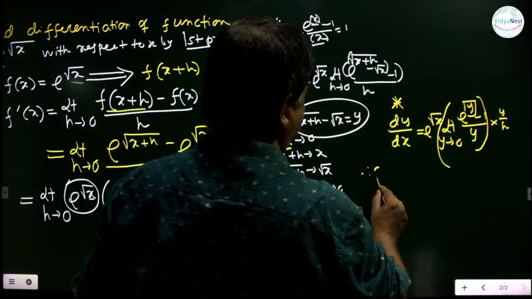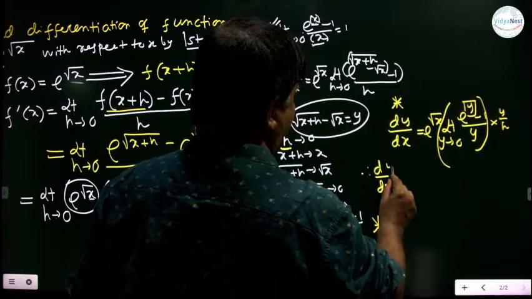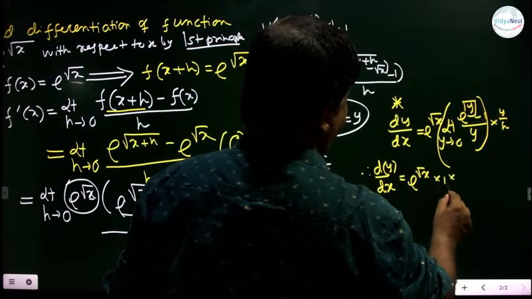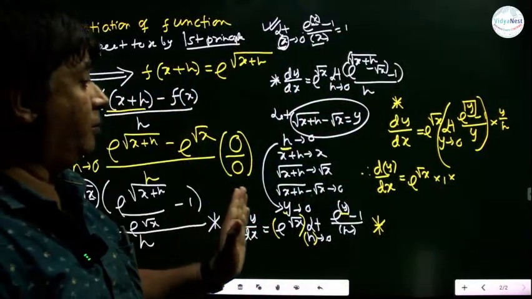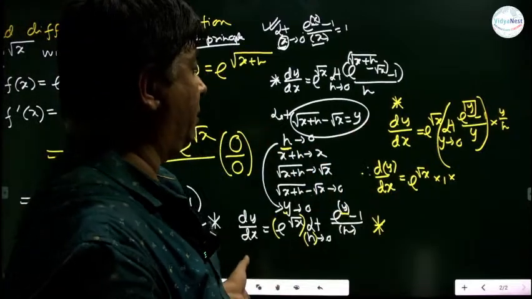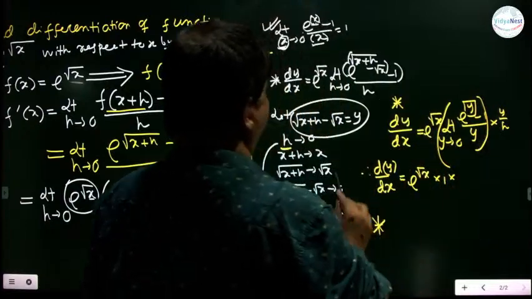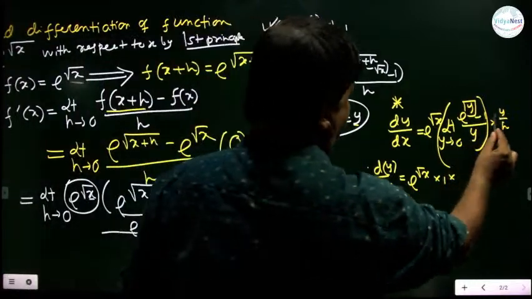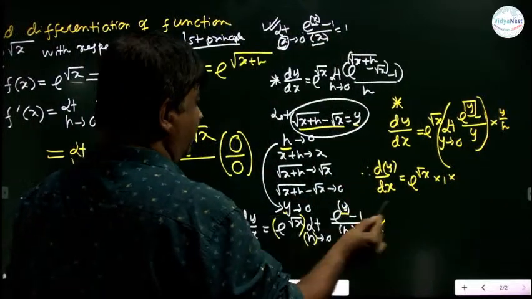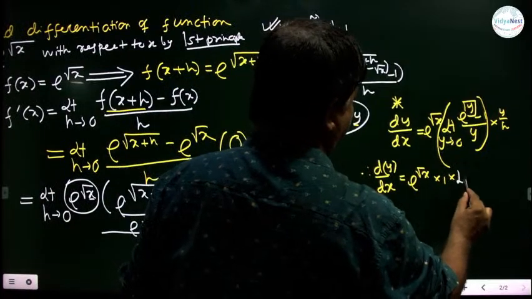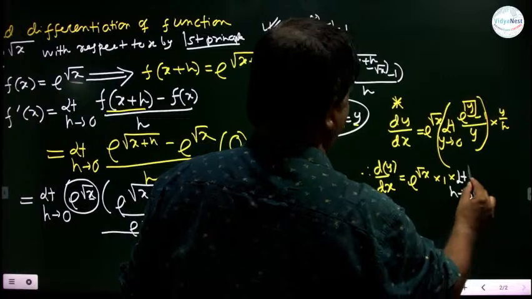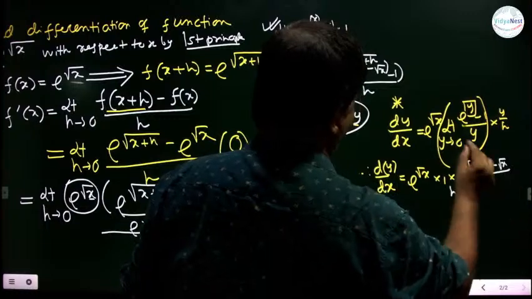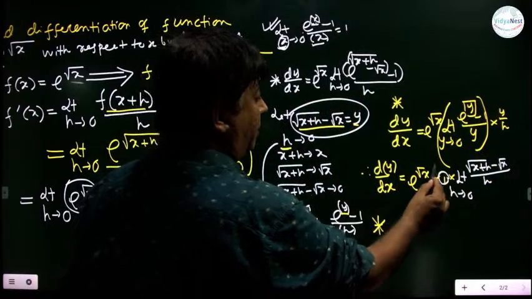So e to the power root x into 1. But still, the limit's role is not yet over, because that y term which was assumed, instead of y you can reinstate root x plus h minus root x by h. So this thing has already become 1.